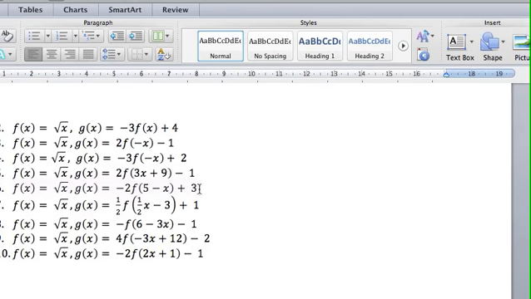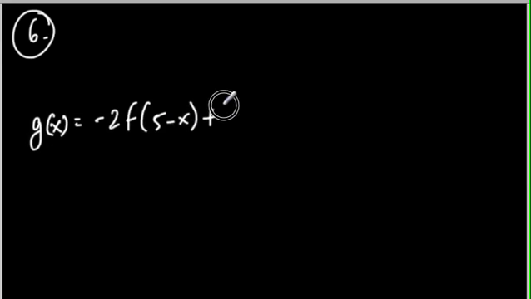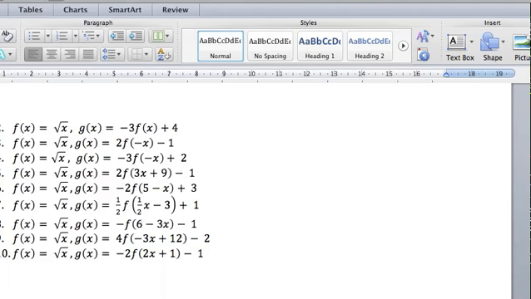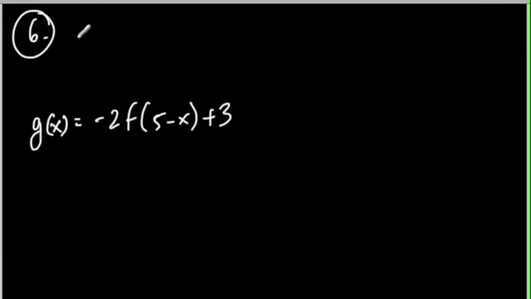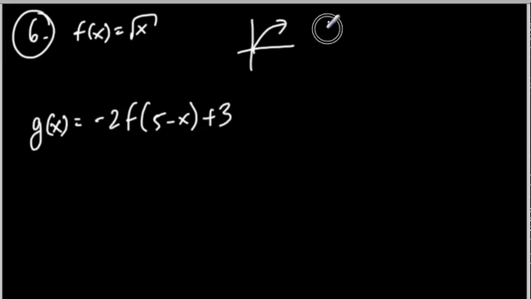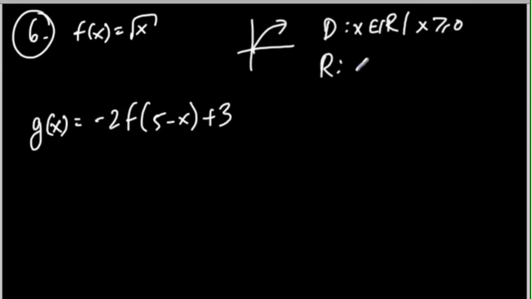So g of x is -2 f of 5 minus x, plus 3. So f of x, as usual, goes like that. Here's the domain: x is an element of reals, and x is greater than or equal to 0. Here's the range: y is an element of reals, and y is greater than or equal to 0.